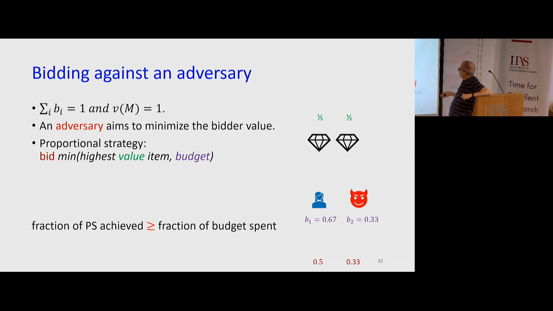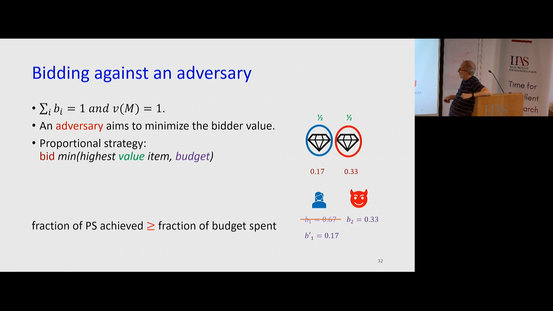So what happens in the game? If you do the proportional bidding, for the first item, its value is half, so you bid half. The adversary can bid at most his full budget, which is less than half, so you win the item. In the second round, the budget that you have left after you paid your bid is just 0.17. So according to the strategy, you have to bid your whole budget, but the adversary can bid 0.33, and the adversary wins the second item.